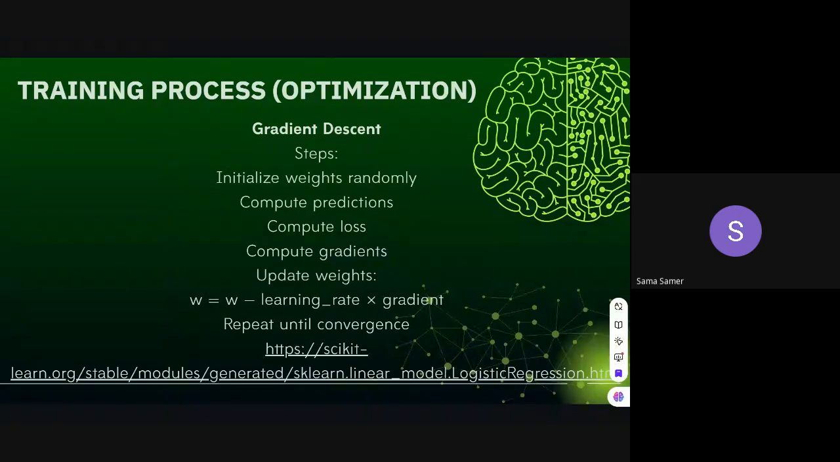And the link that I have provided will talk more about the learning parameters that we have. So let's go on to the next slide and see.